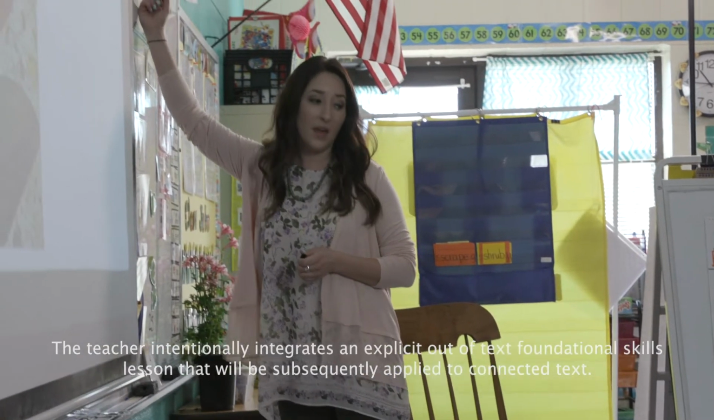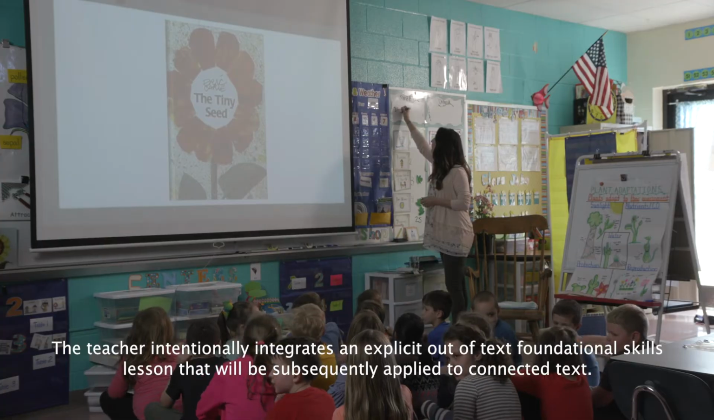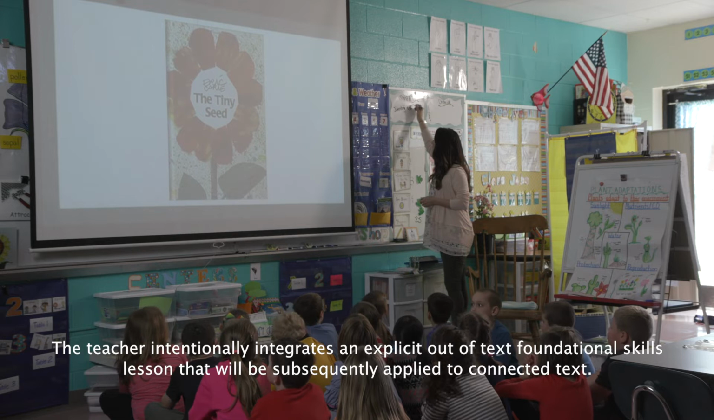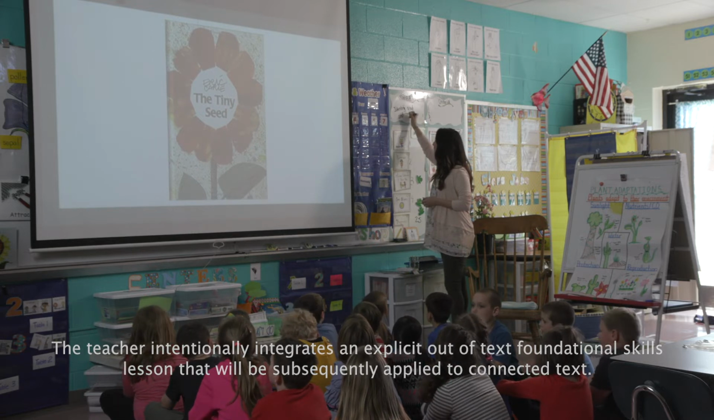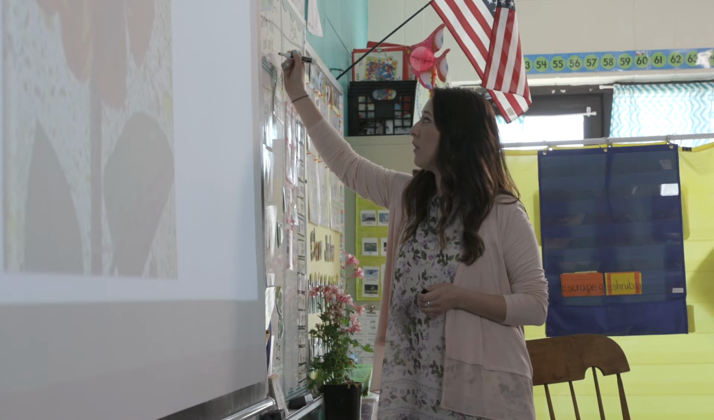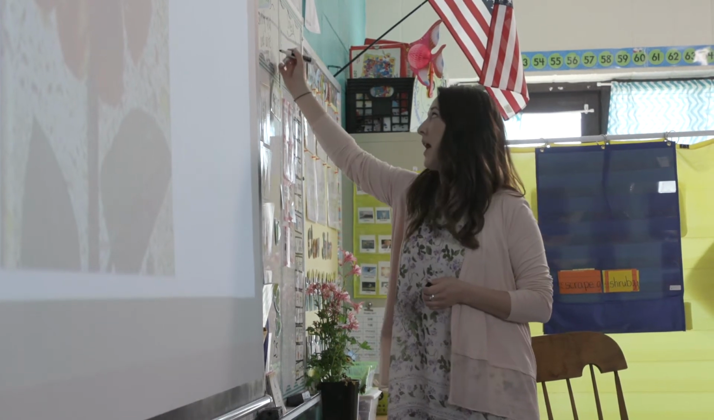The student will be able to identify, read, and write long O, and the ow sound.